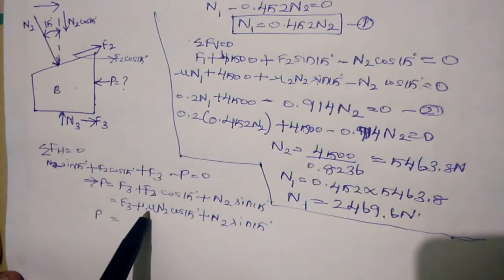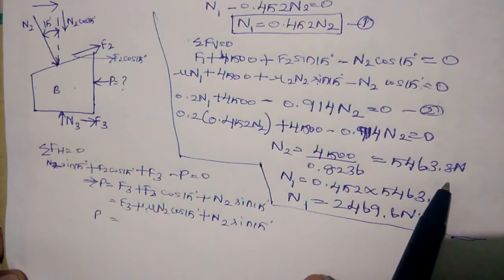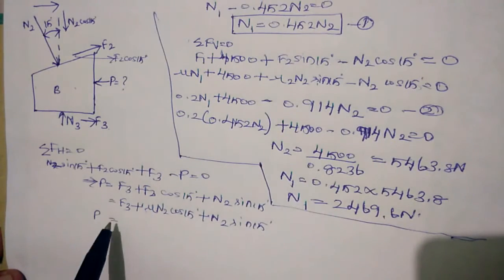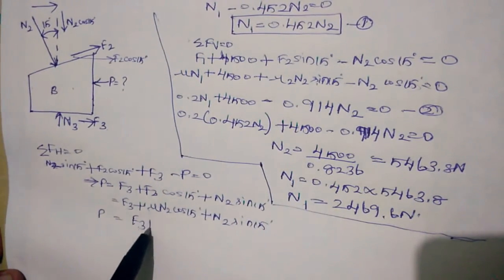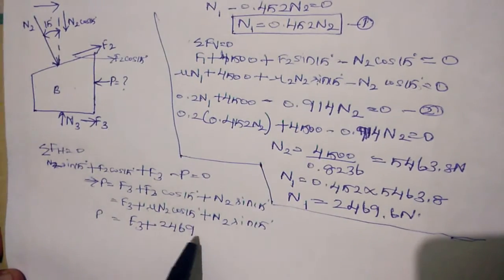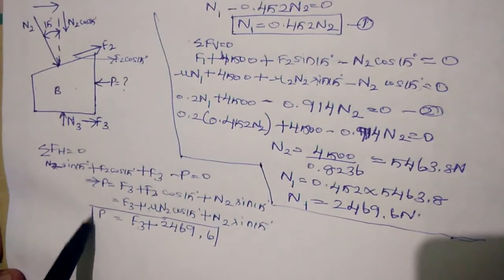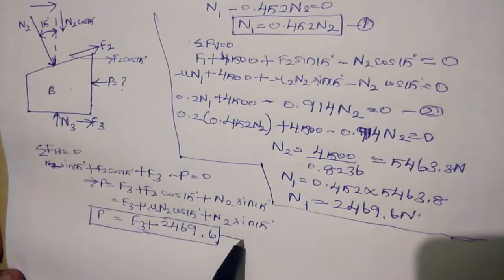Substituting the values of mu, which is 0.2, and N2, which is 5463.8 Newton, gives P is equal to F3 plus 2469.6. This is equation 3.